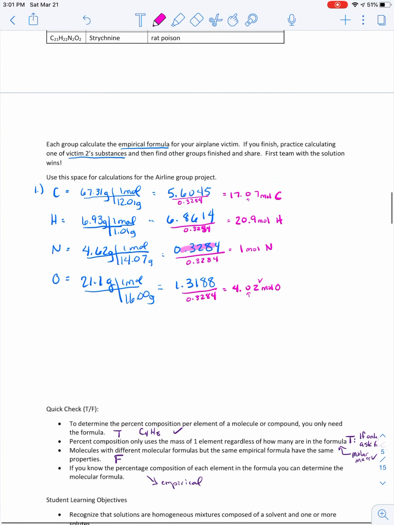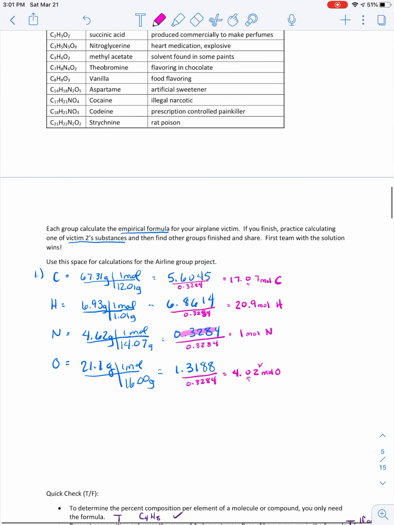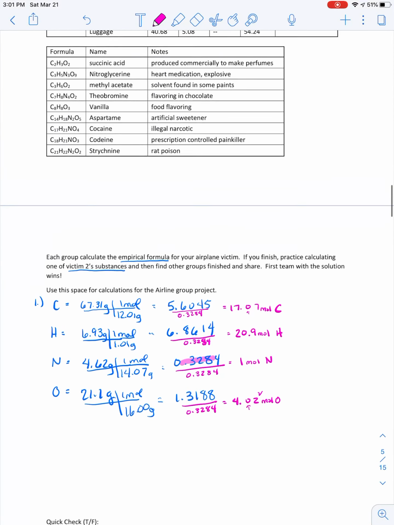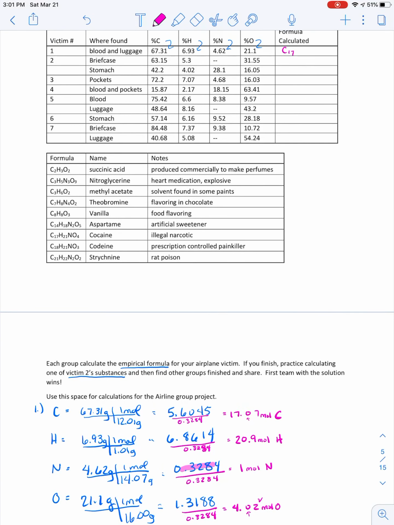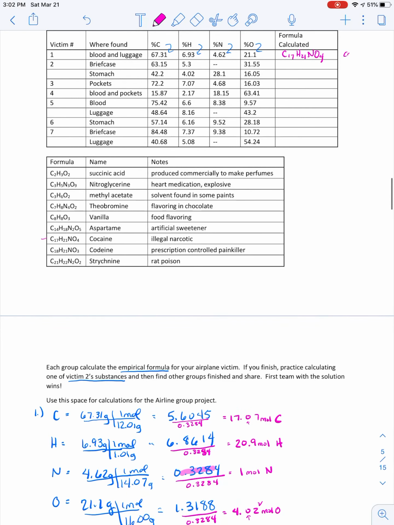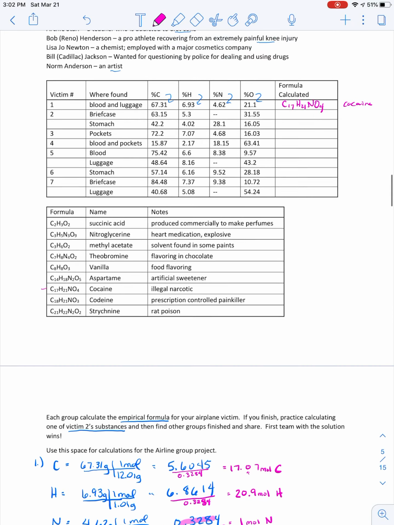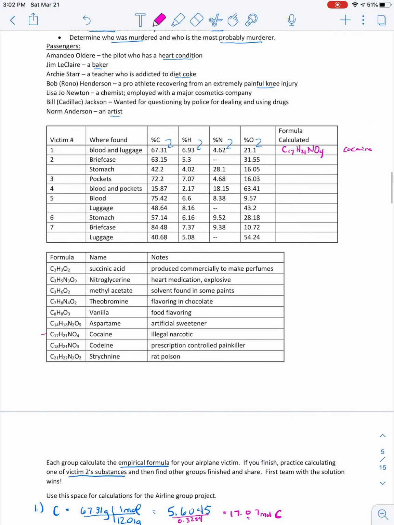Moles of carbon. This is moles of hydrogen. I could have actually just solved the carbon and guessed, so that's fine if you're going to do it that way too. So let's look up here and see which one this matches with. So I need carbon. I'm going to fill them in first. So that's carbon 17, hydrogen 21, nitrogen, oxygen 4. And notice that that's the cocaine.